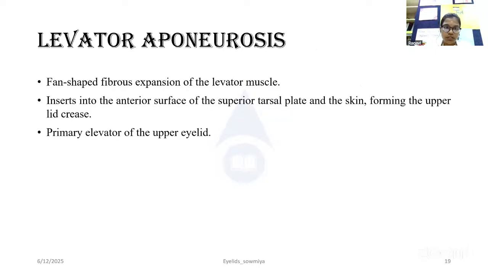Levator aponeurosis. Fan-shaped fibrous expansion of the levator muscle inserted into the anterior surface of the superior tarsal plate and the skin, forming the upper lid crease. Primary elevator of the upper eyelid.